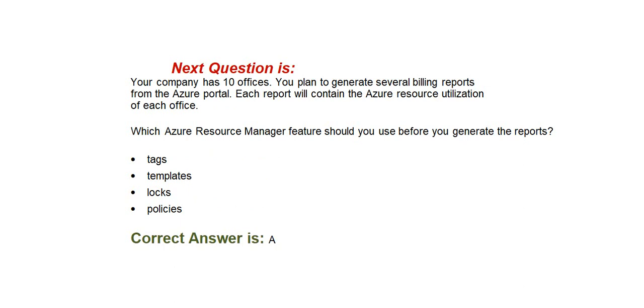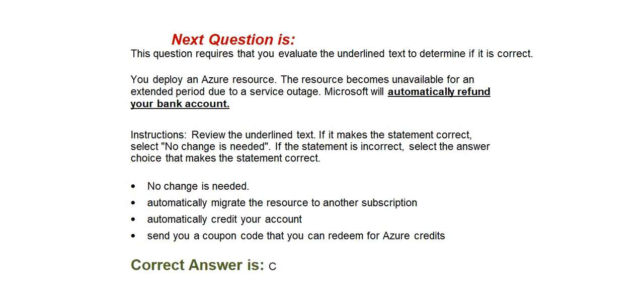Next question is, your company has 10 offices. You plan to generate several billing reports from the Azure portal. Each report will contain the Azure resources utilization of each office. Which Azure Resource Manager feature should you use before you generate the reports? Option A, tags. Option B, templates. Option C, locks. Option D, policies. Correct answer is option A, tags.